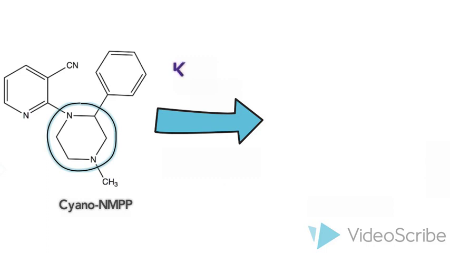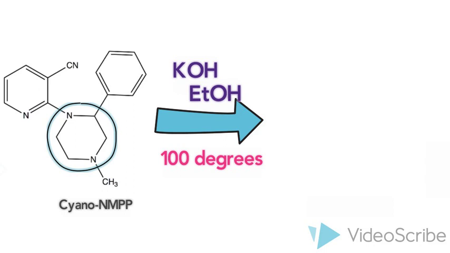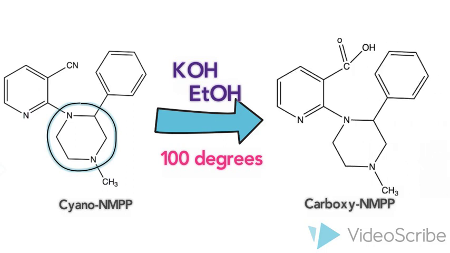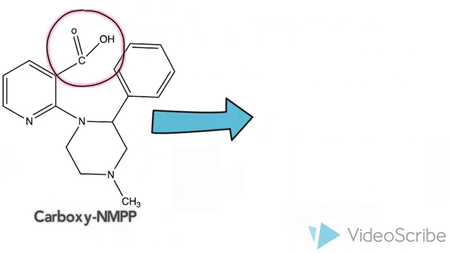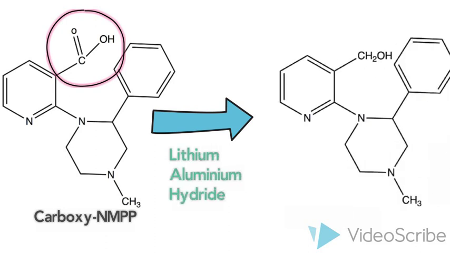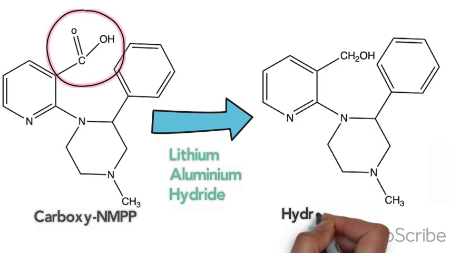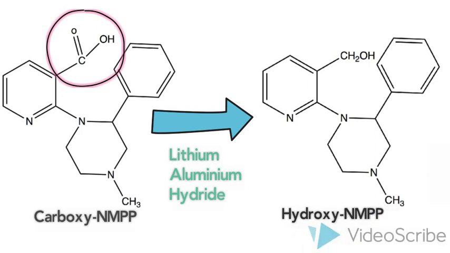Cyano-NMPP is refluxed with potassium hydroxide in ethanol at 100 degrees Celsius for approximately 24 hours. After the 24 hours, carboxy-NMPP is created. This is highlighted from the difference in the cyanide side chain being changed to a carboxylic acid. Carboxy-NMPP is refluxed again, this time with lithium aluminium hydride and tetrahydrofuran, producing hydroxy-NMPP. This conversion can be seen from the carboxylic acid being changed into a methyl alcohol side chain.